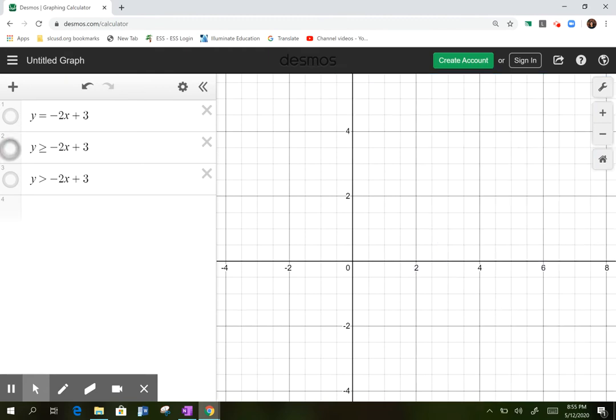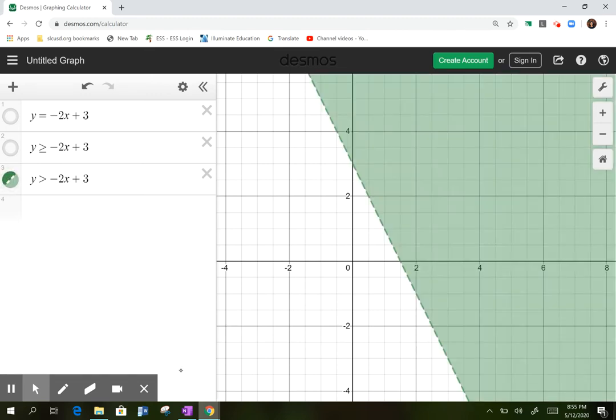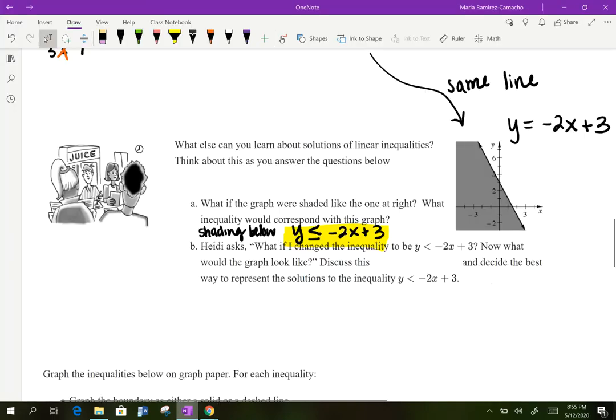As soon as we change from greater than or equal to strictly greater than, it's a dashed line now instead of a solid line. So we can assume that the same is going to be true for this problem. Okay, if I want less than instead of less than or equal to, that's going to make this line dashed instead of a solid line.